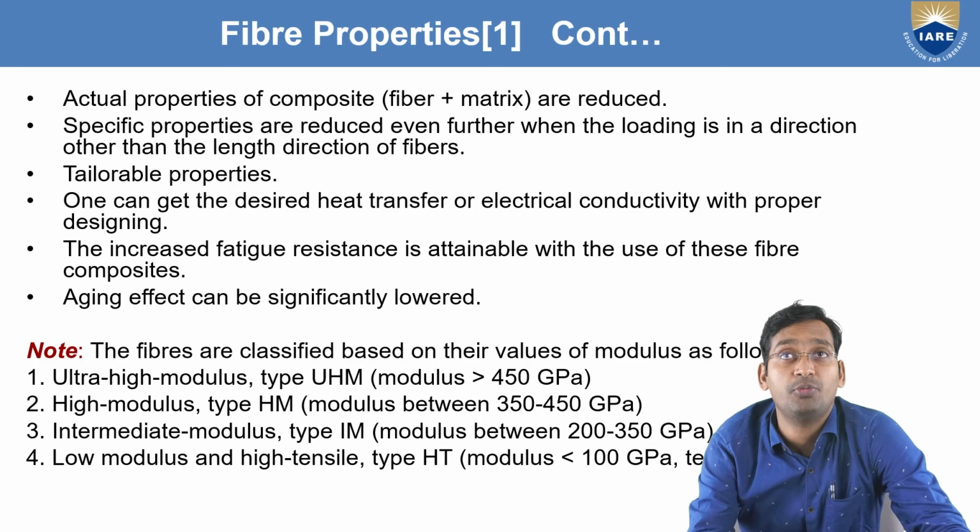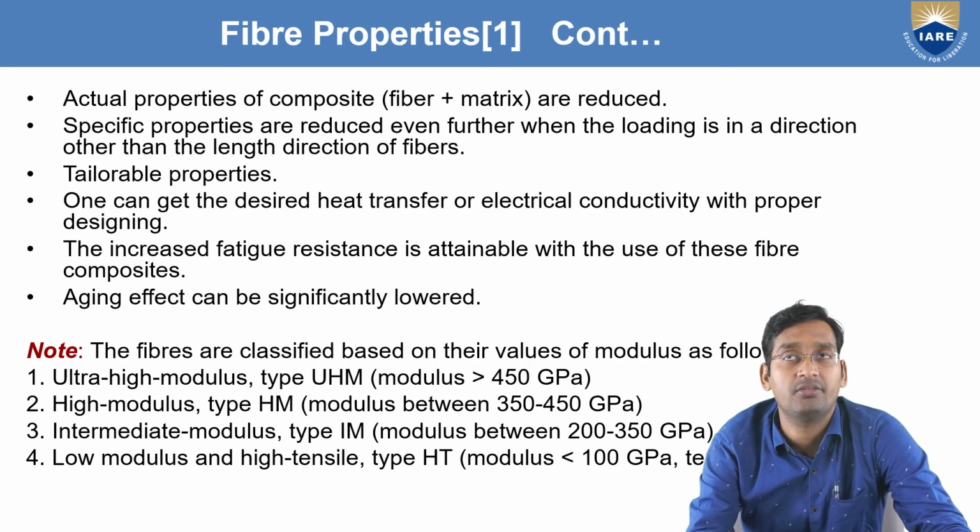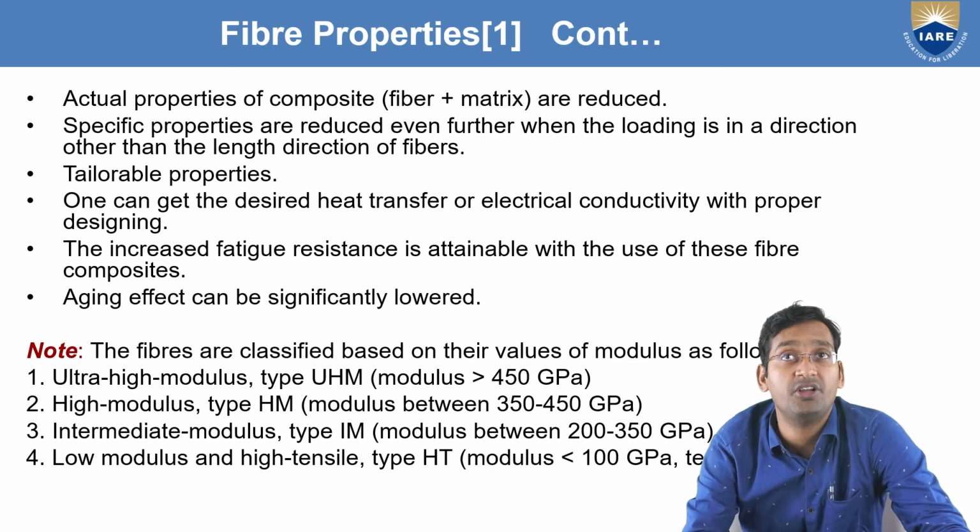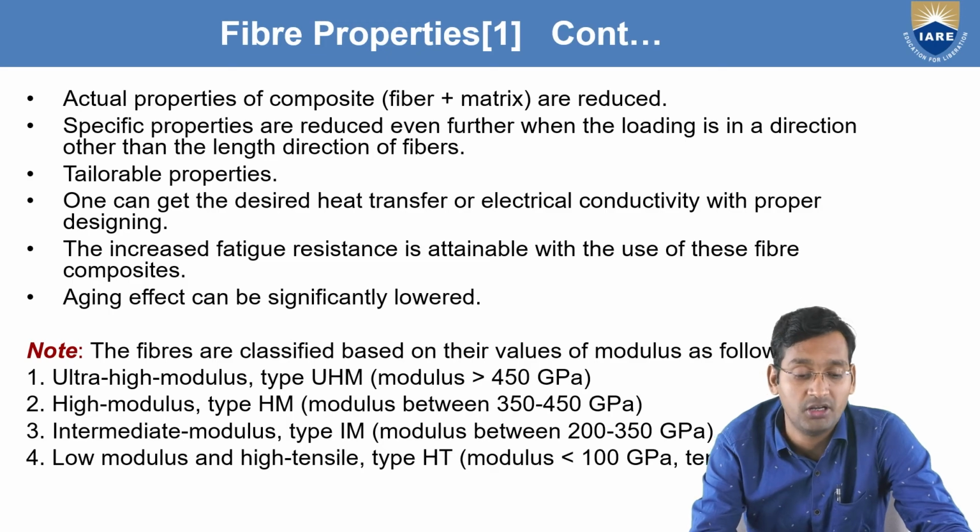Now, the actual property of the composite is what? Fiber plus matrix are reduced. Specific properties are reduced even further when the loading is in a direction other than the length direction of the fiber. So specific property will get reduced if the load is not applied along the direction of the length.